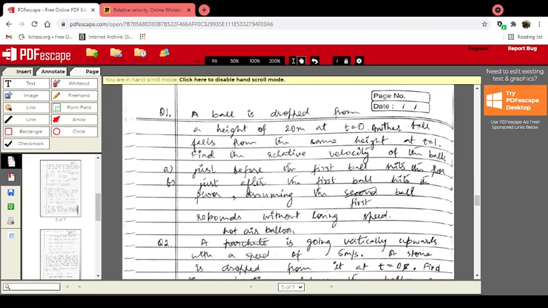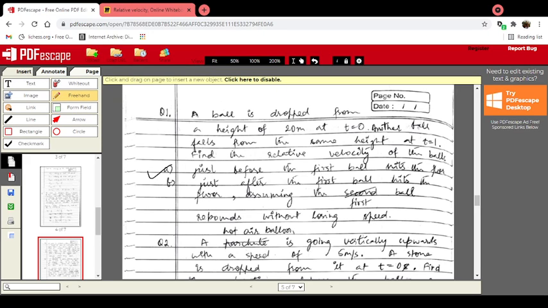So let us take one more question. A ball is dropped from a height of 20 meters at t equal to 0. Another ball falls from the same height at t equal to 1 second. You have to find the relative velocity of the balls just before the first ball hits the floor, and just after the first ball hits the floor, assuming the first ball rebounds without losing speed.